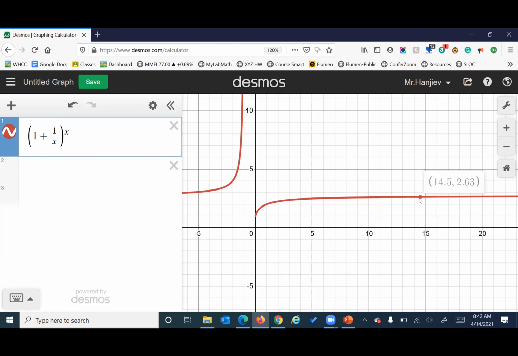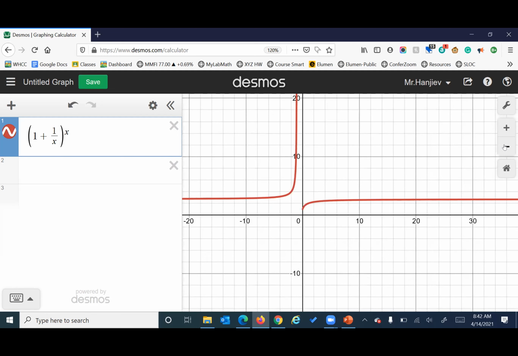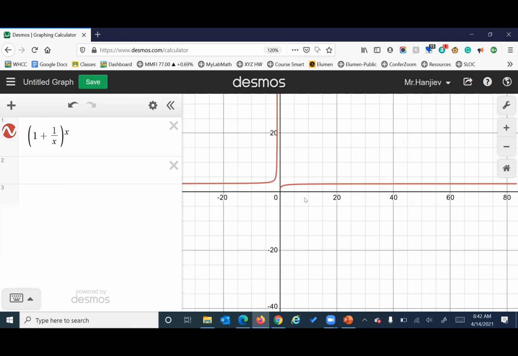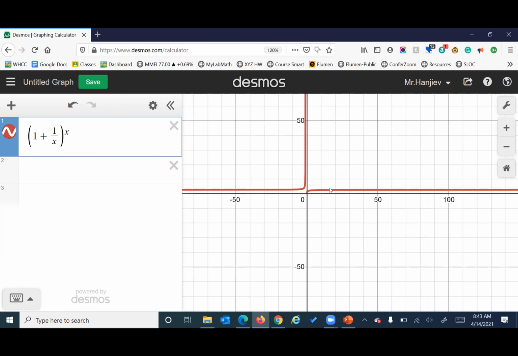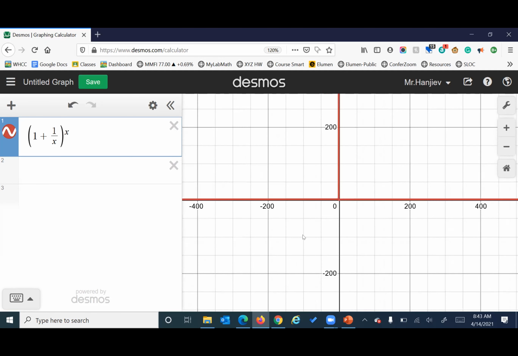We go out to 15. It's 2.63. 2.652. Let me go out further. I want to see where it gets more consistent. It's still going though. The y value is still increasing. Yep. Let's go from 2.699, 2.7. Let's go out.